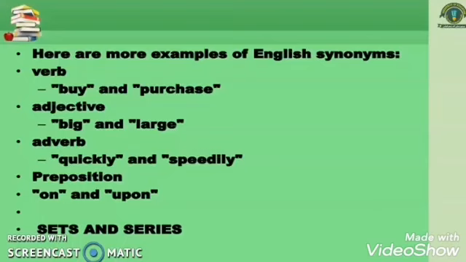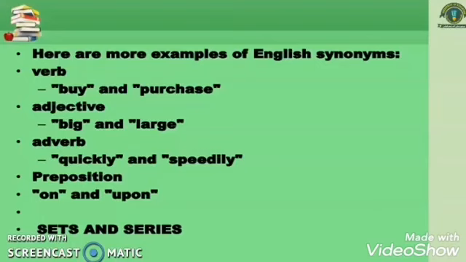And the next word is from the adverb, which is quickly. Quickly and speedily, both have the same or similar, related meaning, and are used in the same sense, in the same form. So if we can use quickly, it will not be wrong if we use speedily instead of quickly.